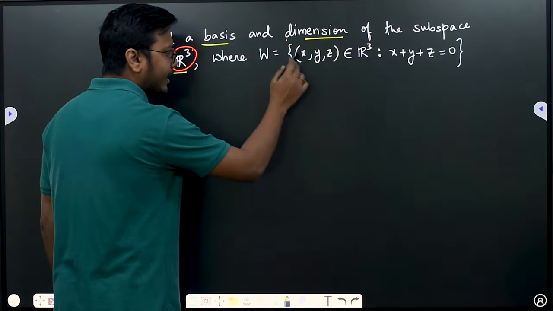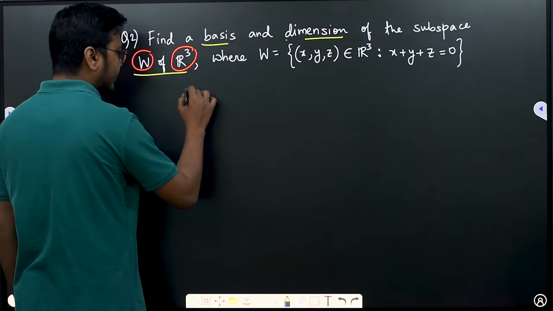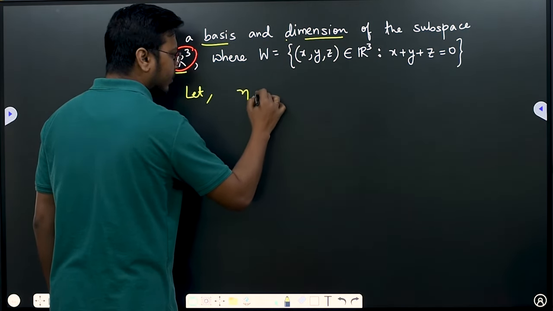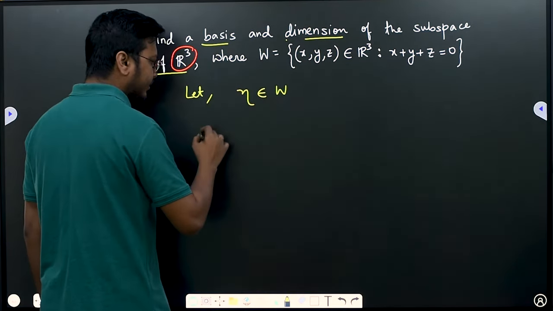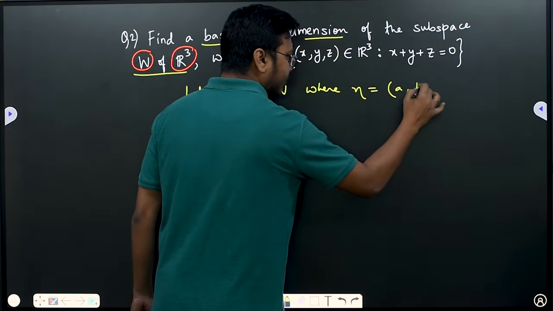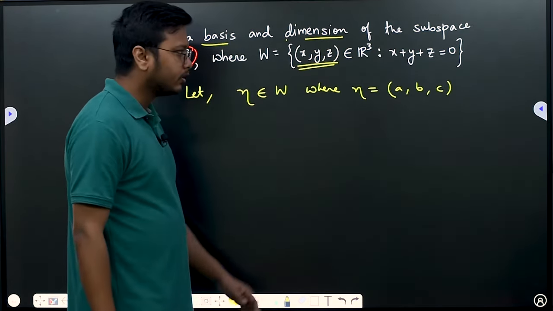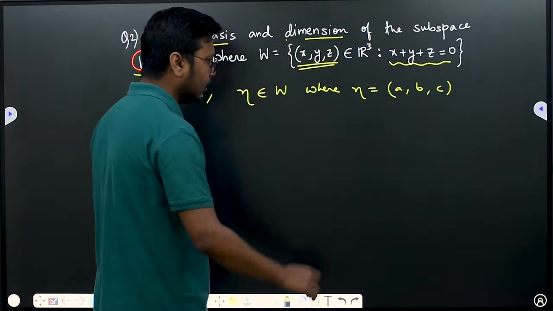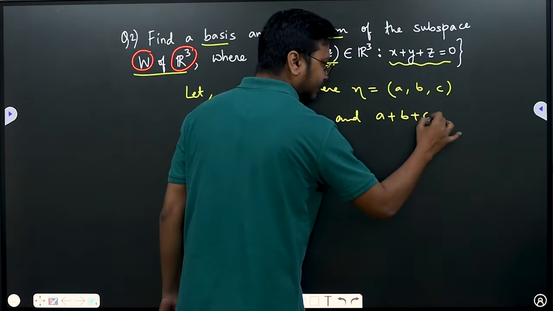Let's take an arbitrary element from W. Let's say eta belongs to W, and I would define eta in this manner, where eta equals (A, B, C). Obviously it has to be a three-dimensional coordinate, and the moment it belongs to W, it has to satisfy this property that the sum of the elements has to be zero. So I have to mention that A plus B plus C has to be zero.